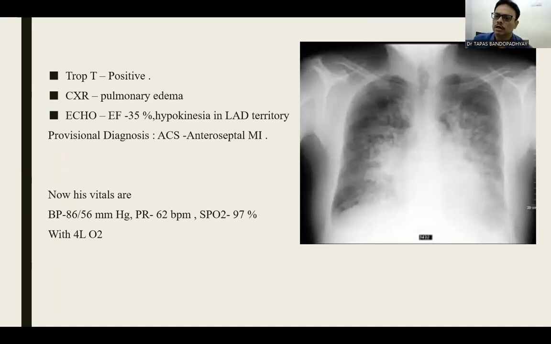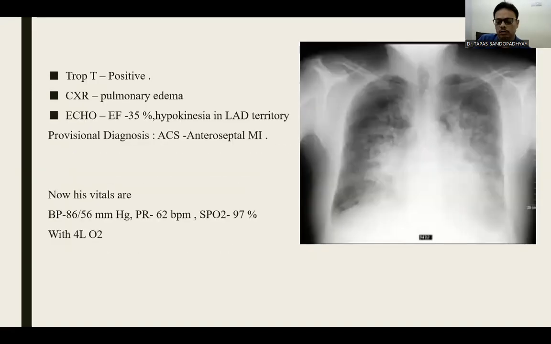Echocardiography was done. Echocardiography showed moderate LV systolic dysfunction. Ejection fraction was 35%. There was hypokinesia involving the apical, distal, and mid septum. And the provisional diagnosis was acute coronary syndrome, that is anteroseptal myocardial infarction, and the vitals show hypotension. And to maintain the oxygen saturation, the patient needs 4 liters of oxygen at that point of time.